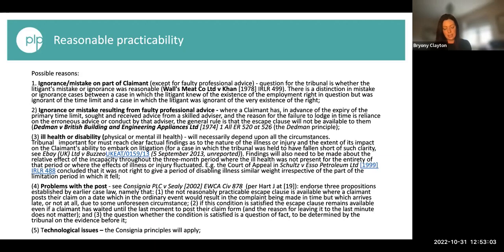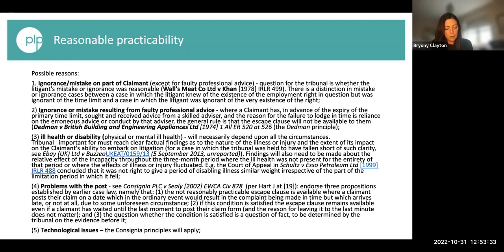And in that Schultz case, the claimant had been dismissed for long-term absence due to depression. He was physically capable of giving instructions to his solicitor for the first 7 weeks of the 3-month period, but was too ill to do so for the last 6 weeks. And so the Court of Appeal overturned the decision of the tribunal and the EAT that it had been reasonably practicable to present the claim in time.